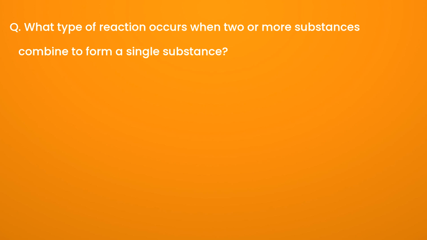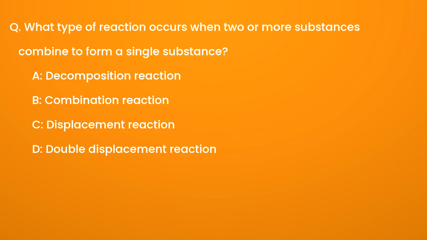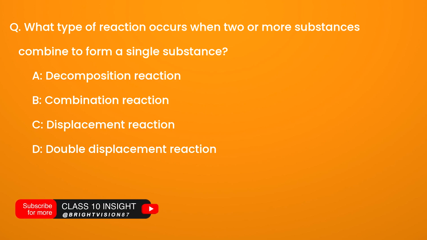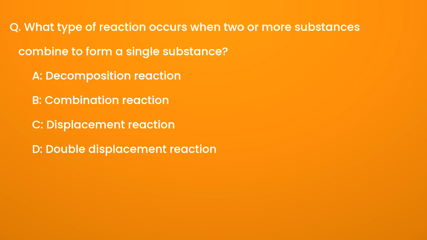Question: what type of reaction occurs when 2 or more substances combine to form a single substance? Option A, decomposition reaction. Option B, combination reaction. Option C, displacement reaction. Option D, double displacement reaction. You have 5 seconds to answer the question.